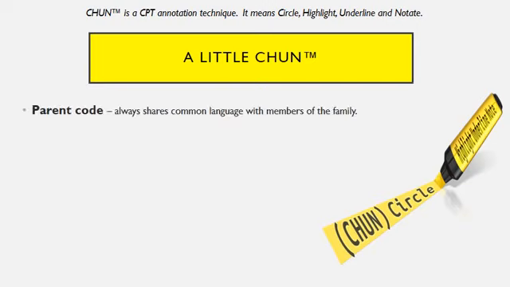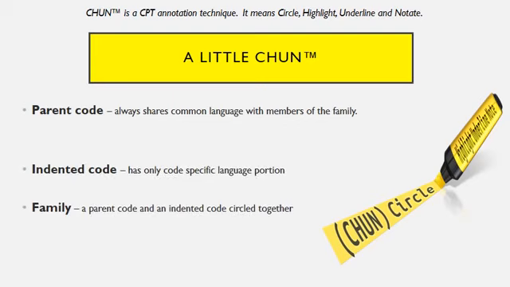When you CHUN, you need a parent code, you have an indented code, and they make up a family. And if you aren't in the family, you are a standalone code. All right, so the parent code always shares common language with members of the family. And members of the family are indented codes. So they share common language, okay?